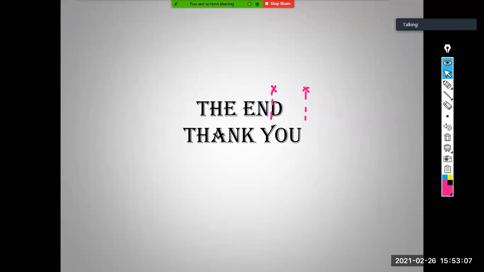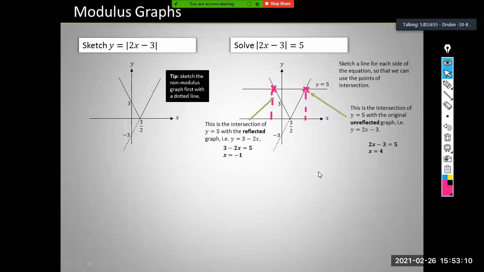Wait, teacher, what do you do at the end there? I was kind of confused. I kind of blanked out. For this point, you get the value of x by solving 2x minus 3 equal to 5. So you solve for x and get x equal to 4. This line is the original unreflected graph, which is 2x minus 3. Then for this part, the equation will be y equal to 3 minus 2x. You solve it equal to 5, because here y equal to 5, and you get x equal to negative 1.